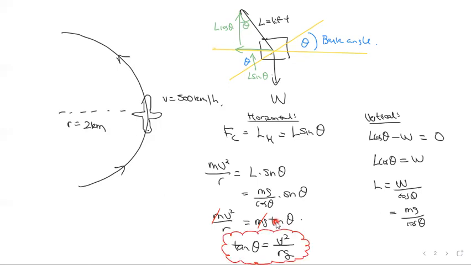So r is 2 kilometers, which is 2,000 meters. Remember SI units always. V is 500 kilometers per hour, which we could change into meters per second, which is basically 1,250 over 9 meters per second. So that then means, subbing numbers in now, tan theta must equal 1250 over 9 all squared divided by 2,000 times 9.8. Give you an answer of 0.98.